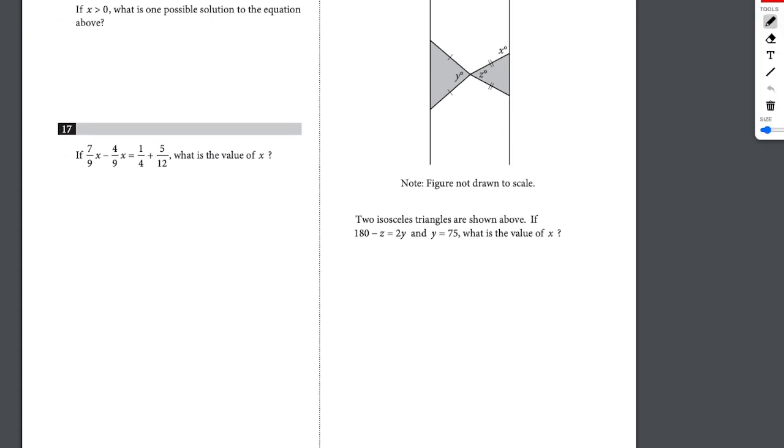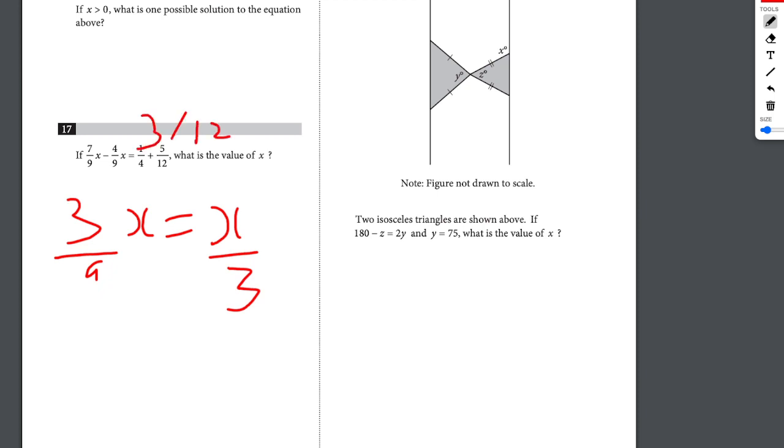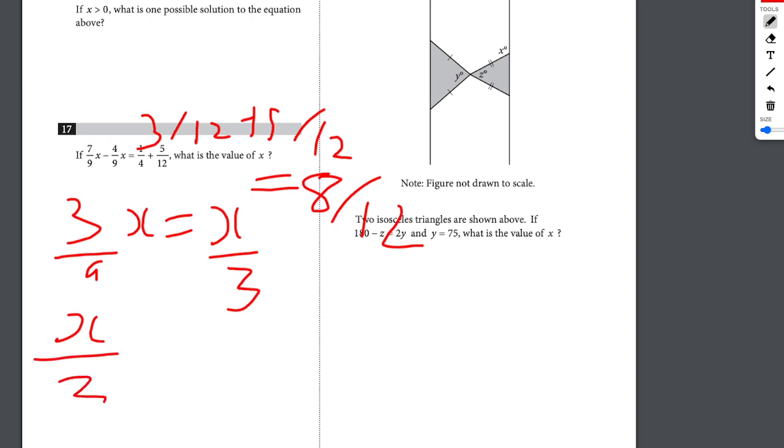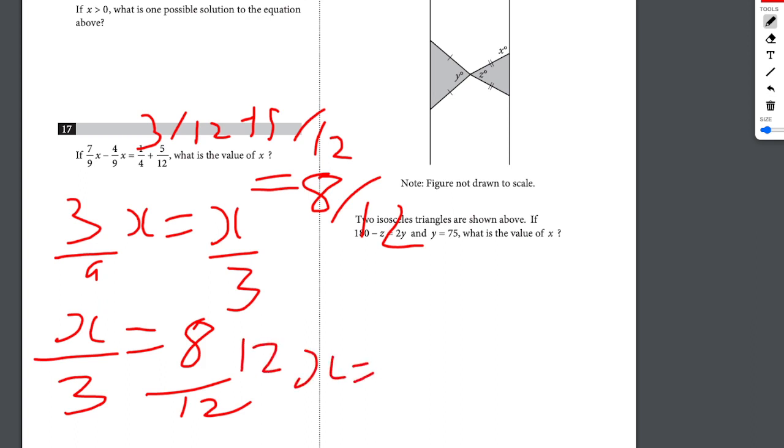This is also a straightforward one, and luckily the left side already has a common denominator, so we don't have to change anything there. 7 minus 4, 3. We have 3 by 9x on the left side, or in other words, x by 3. On the right side, what do we have? 1 by 4 is 3 by 12, plus 5 by 12 is 8 by 12. So we can say that x by 3 is 8 by 12. Cross multiply now. We say that 12x is equal to 24, so x equals 2. Okay, and there's your answer, x equals 2.